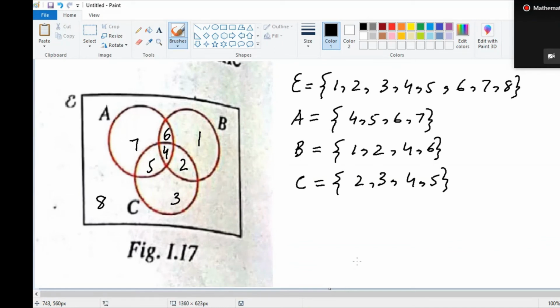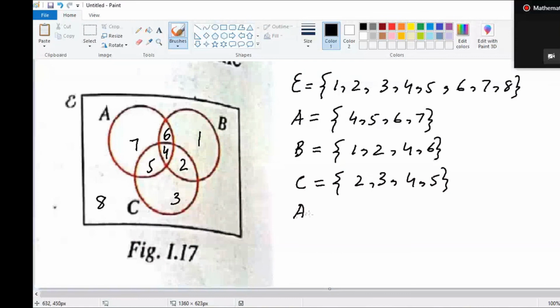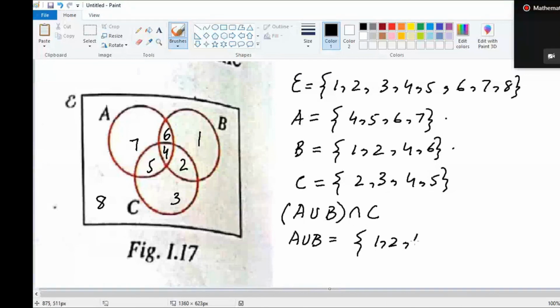So now we are going to solve the next question, and that is question number 3 over here. It is A union B intersection C. This is the question. So this is easy for me, so easy for us all. A union B: I'm going to unite the elements of A and B, and then I'm going to get 1, 2, 4, 5, 6, and 7, and I'm going to close the bracket.